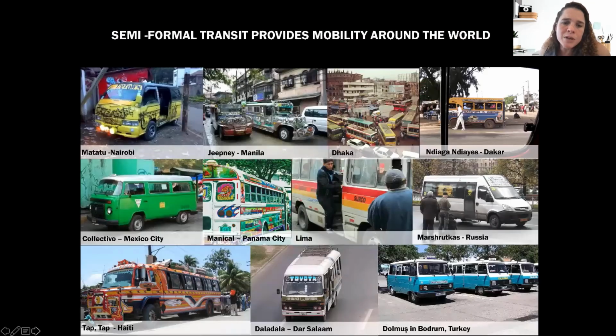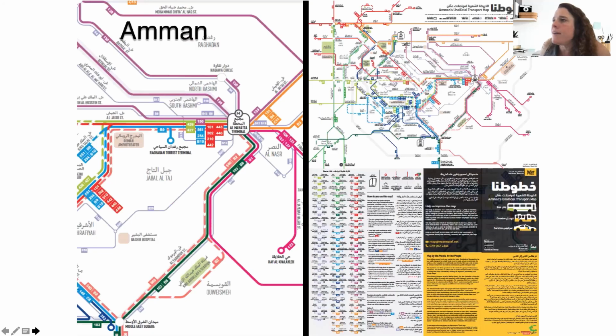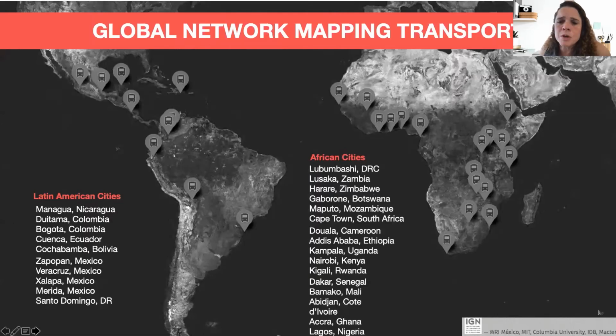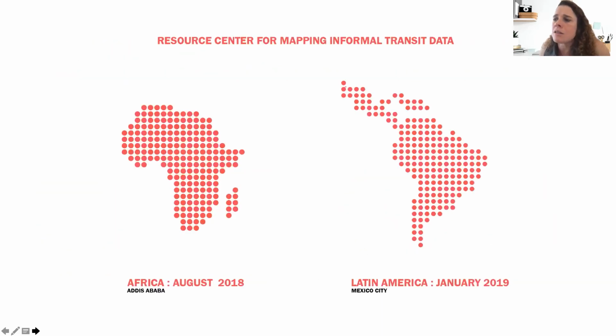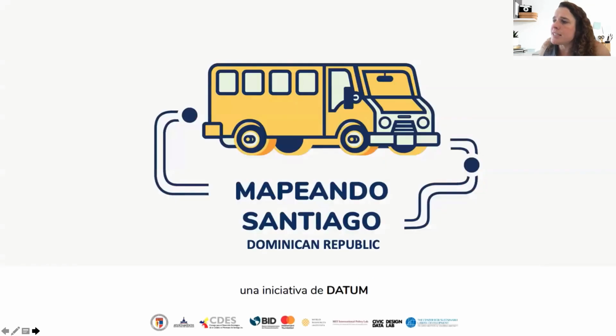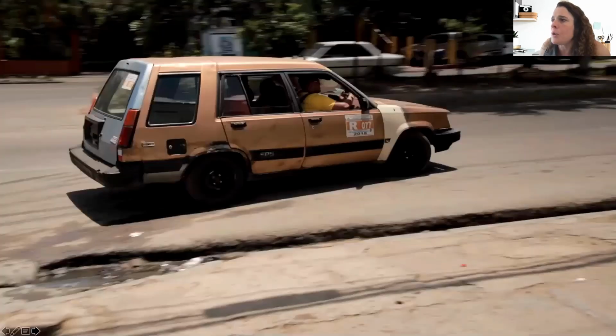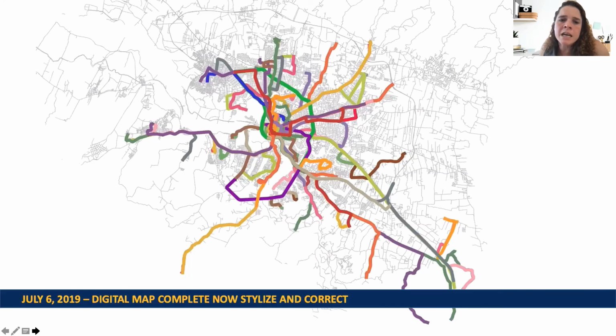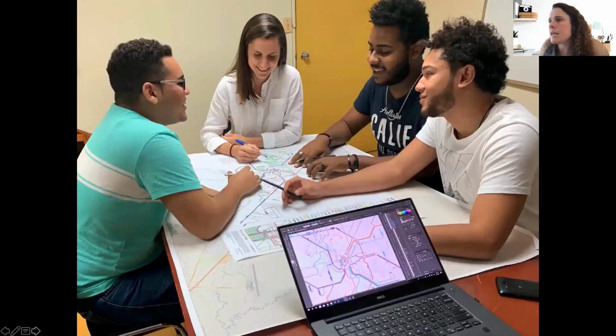Semi-formal transit provides mobility around the world, and our work inspired places from Amman to Managua, and now we have a center that maps this transit data across the world. It has locations in Africa and Latin America, and we hope to have more cities get involved. Just recently, we finished mapping Santiago in the Dominican Republic using the same methods, working both with the drivers, volunteers in the community, and universities to help map the data, and ultimately visualization experts to create the map.